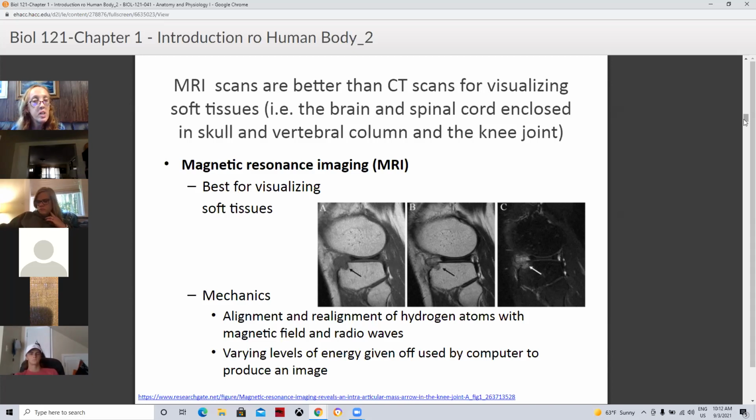Here we're looking at a knee joint. Here's the X-rays. Here's the MRI. I'm guessing what they're looking at there might be a torn meniscus or some sort of bursa or some sort of inflammation.